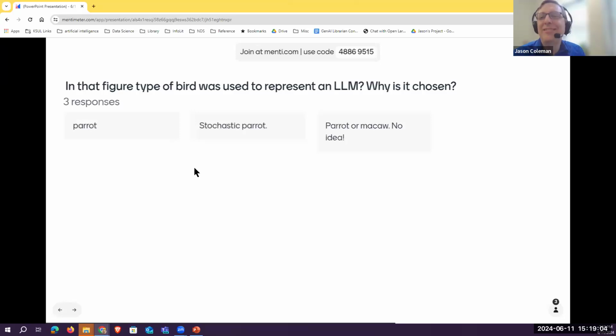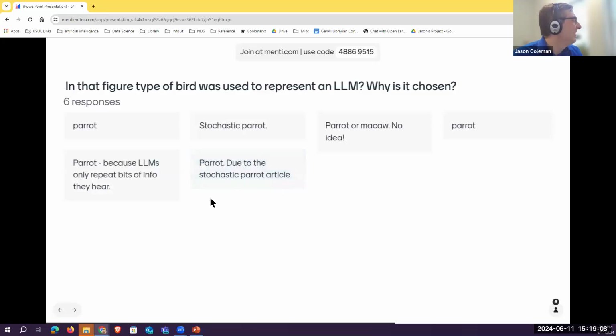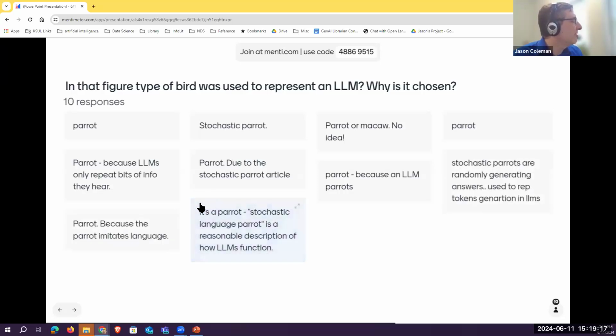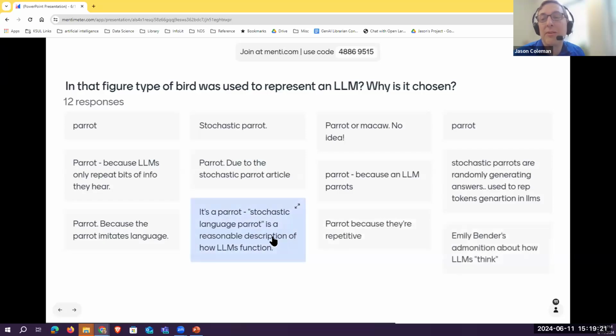Yes, it's a parrot. And because there's a famous article about stochastic parrots by a linguist about what these tools are doing, which, you know, I think things have changed since then. There's a little bit of truth to that, but they actually do a lot more now than what they used to do. Okay, thank you for indulging me on Menti.